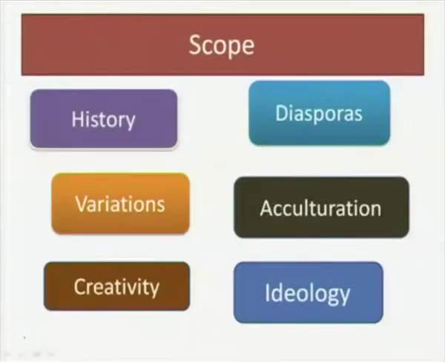The different diasporas that have been formed, people moving onto other countries, particularly to the Western world, and how the English language is manifested through them. We also looked at the variations of the English language in different parts of the globe, given the fact that the language has traveled to many corners of the world. We also looked at processes of acculturation, how populations have accultured themselves to the English language, and also how the English language has been modified as it found itself in different parts of the world.